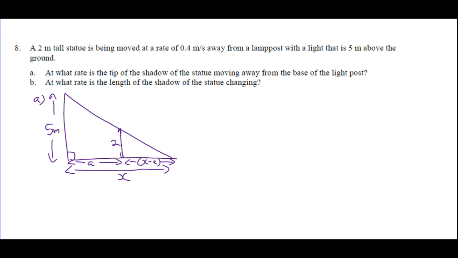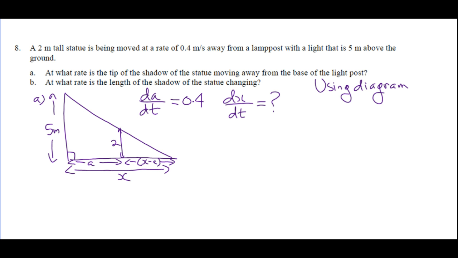Okay, so we've got three distances here. We are changing a, because we are moving the statue away. So in this particular case, the rate of change of the distance of the statue from the light post is 0.4. So that's da by dt. We are trying to figure out the rate at which the tip of the shadow, here's the tip of the shadow, is moving. So how is x changing? How is this distance changing? So dx by dt is what we want to find. So using the diagram and similar triangles, drawing a diagram can help in coming up with the relation. So you might want to draw a diagram, using the diagram and similar triangles.